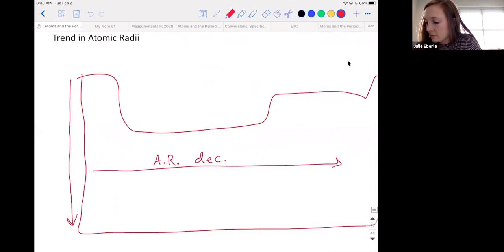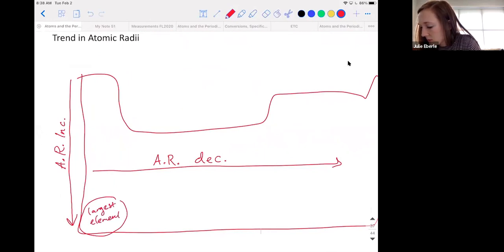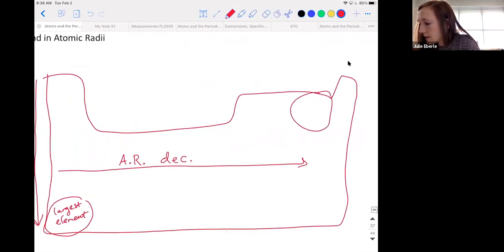So as you go down, I'm going to turn my screen sideways. Atomic radius increases. Okay, atoms get larger. So the largest elements on the entire periodic table are down here. These are the largest. And then the smallest are right up here. These are the smallest. And hydrogen is included in that. Hydrogen is just such an anomaly in so many ways. It's such an exception. So hydrogen is very, very small. But if we're following these trends, the smallest elements are up here around fluorine and chlorine.